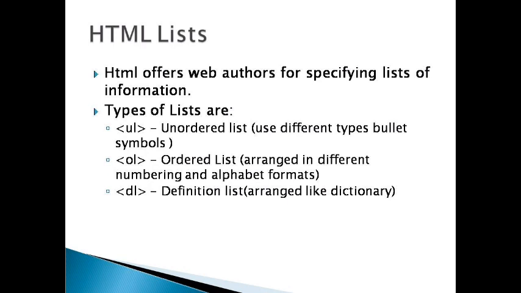We will discuss them one by one in detail. Clear, students? UL stands for unordered list, OL stands for ordered list, and DL stands for definition list. So for the UL tag, OL tag, and DL tag, I think you are clear about these three types of lists. We will see programs one by one for a clear understanding of all three types of list.